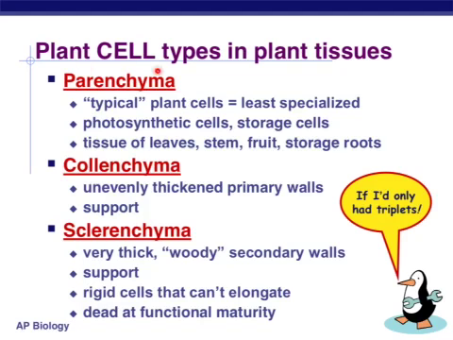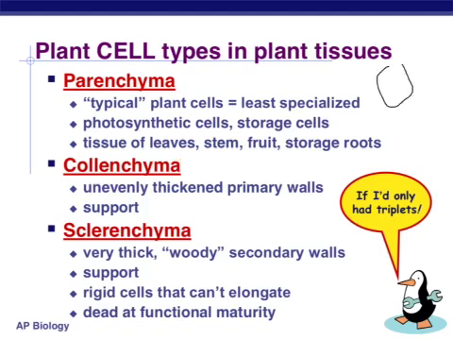It's not very specialized. They tend to be photosynthetic. They can be storage. They're found everywhere. They're found in your leaves, in your stem, in your fruit, in your roots. They're everywhere. The second set are called collenchyma. Collenchyma are very stocky looking, and they have primary walls that are very uneven but thick, and these guys are mostly for support. So if I could do a little bit of drawing, here's what your parenchyma cells look like.